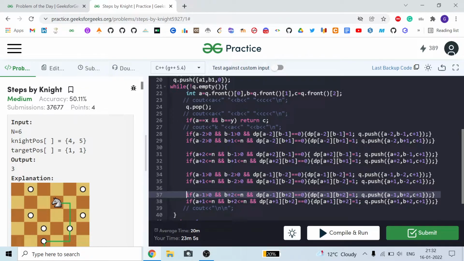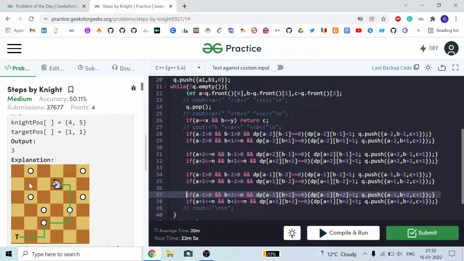Okay, now we will check the conditions. We will check the condition like a minus 2, which means a minus 2 in this index, then b minus 1 and plus 1. My coordinates will always be from 1 to n, so always greater than 0 and less than or equal to n. For a minus 2 I check only for greater than 0, because a is less than or equal to n, and if I subtract something from it, it will always stay less than or equal to n. Similarly, b is greater than 0, and if I add something to b, it will always stay greater than 0. So when I do the minus operation I just check for greater than 0, and when I do the plus operation I just check that it is less than or equal to n.